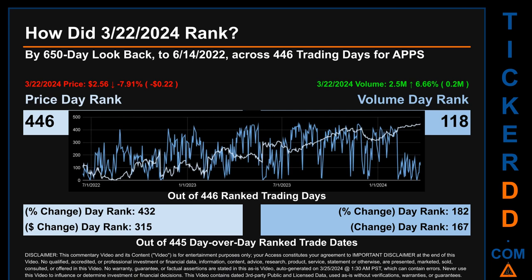The price's day-over-day percentage change, dropping -7.91% on March 22, 2024, had a day rank of 432 while its dollar difference of -22 cents had a rank of 315 when compared day over day across 445 trading days. Volume's percentage change and difference were ranked respectively at 182 and 167.